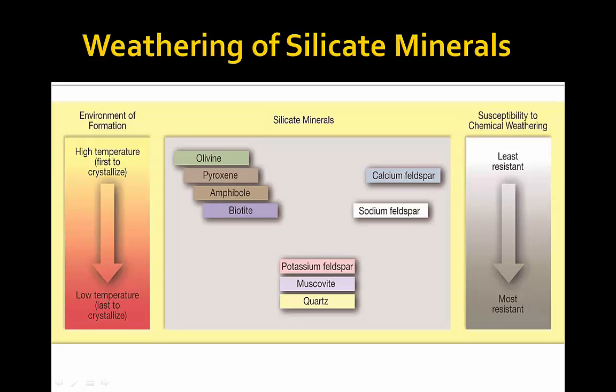If you have all the minerals shown here in a pile, it's that olivine, pyroxene, and calcium feldspar that's going to chemically weather the fastest. Quartz is going to be the most resistant and essentially is unsusceptible to chemical weathering.